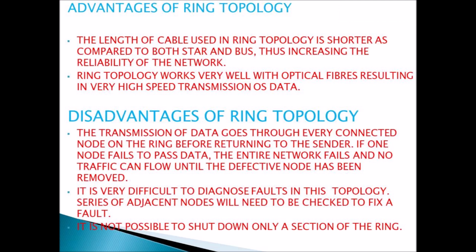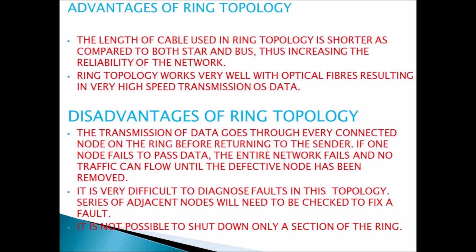The length of the cable used in the ring topology is shorter as compared to both star and bus, and this increases the reliability of the network, because the neighbor device will transfer to the middle device and the middle device will send the same data to the next device. So the reliability is more when compared to the star and bus topology.